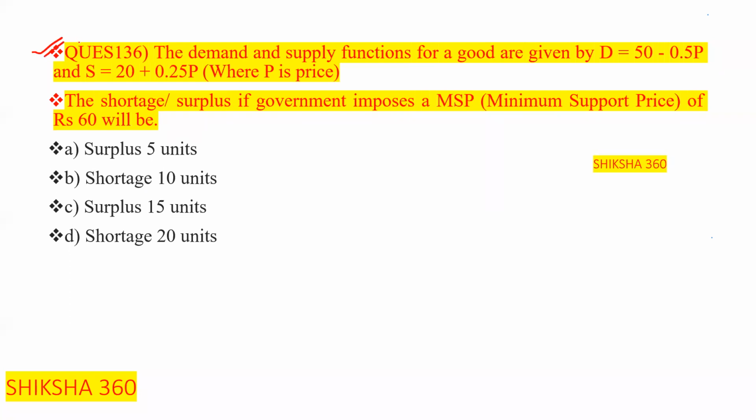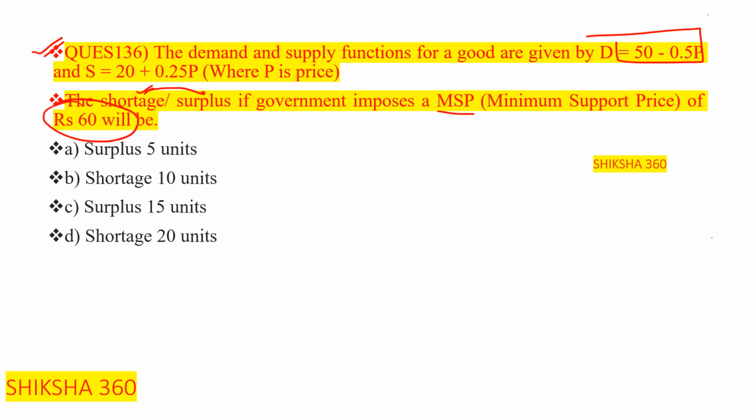Let's understand what the question says. The demand and supply functions for a good are given. There will be either a shortage or a surplus if the government imposes an MSP, that is a minimum support price, of rupees 60.